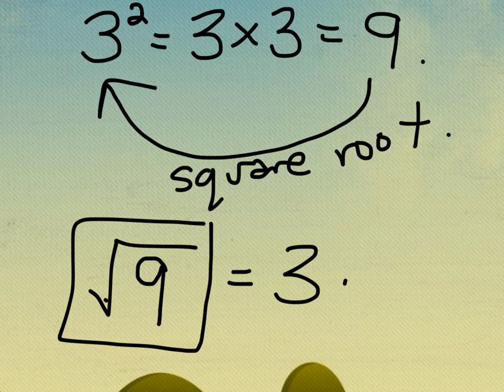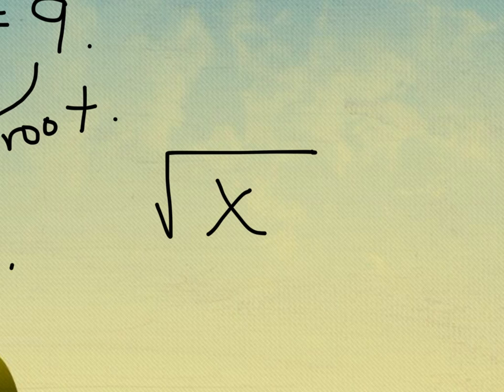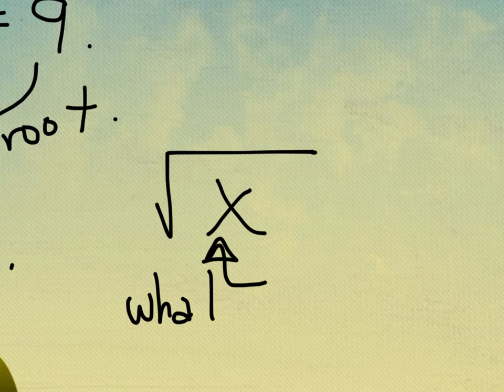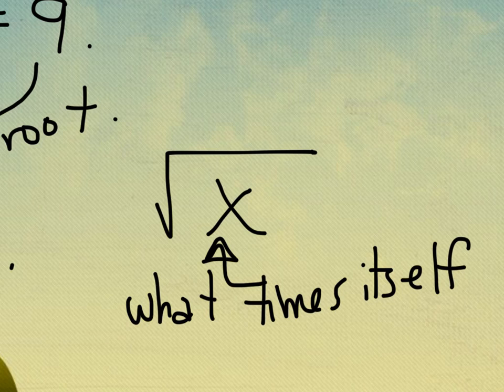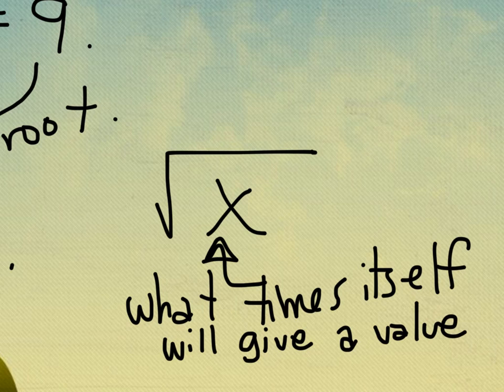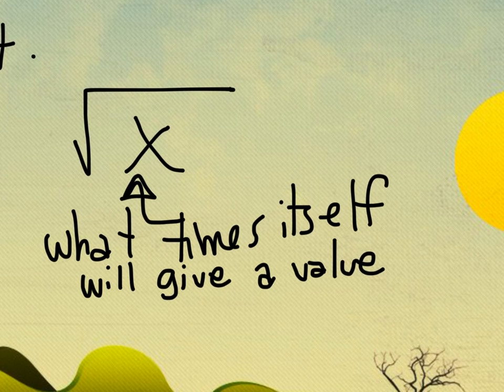So what does square root actually mean? Well, when you try to square root a number, let's just call this unknown number x. It can be anything. What this means is we're trying to find what number times itself will give that value, in this case, the value of x.